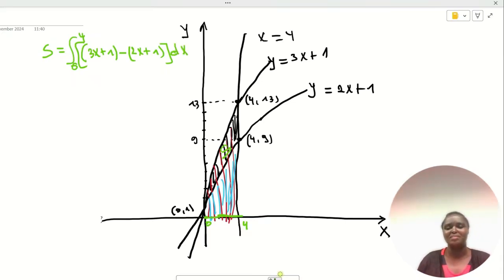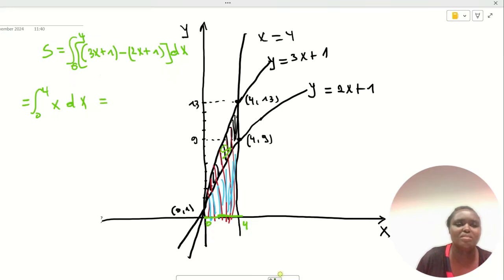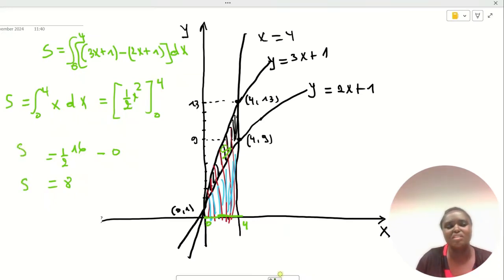So let's do it. This will be equal to the integral from 0 to 4 of 3x minus 2x, which is x, and 1 minus 1 is 0, then dx, like this. And this is equal to 1 over 2 x squared, from 0 to 4, like this. And this is equal to 1 over 2 times 16, minus 0. And this is equal to 8. So S is equal to 8. Our area is 8 square meters.